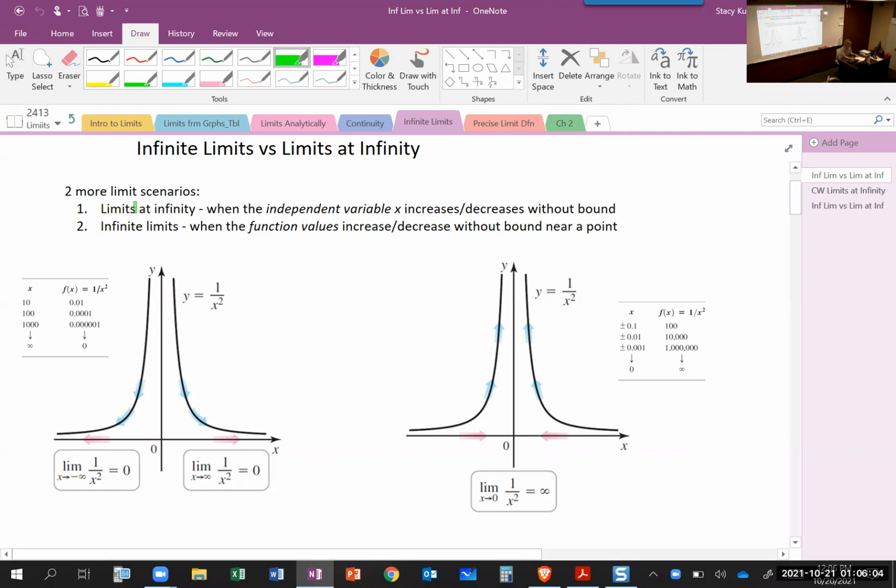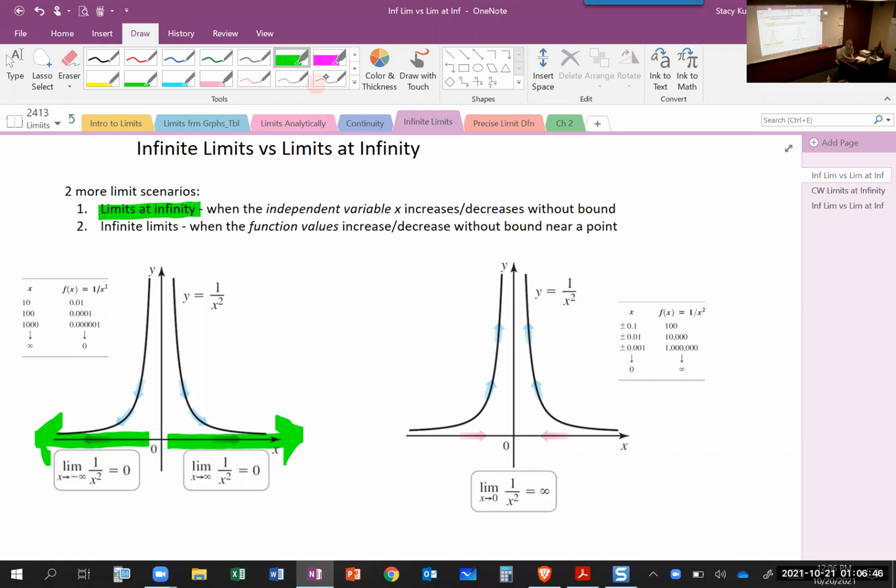Limits at infinity says I'm going to go in the positive infinity direction, or I'm going to move in the negative infinity direction, as x is approaching negative or positive infinity. Now, if we have here the function 1 over x squared, that's the graph you're seeing up there. We want to know what number that function is approaching. Remember, the limit doesn't really care what happens at that number. We just want to know what happens as it gets closer to that number.